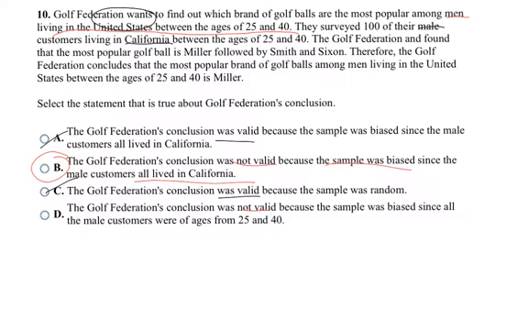And D says it wasn't valid because the male customers were all ages 25 to 40. Well, that's what they wanted to look at. That was their population to begin with. So that was okay. So it's not D. So that makes your final answer B.